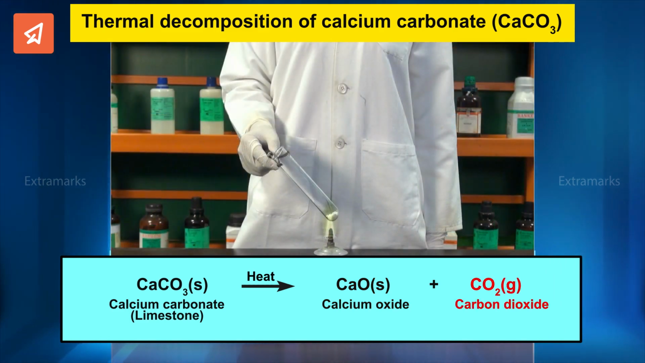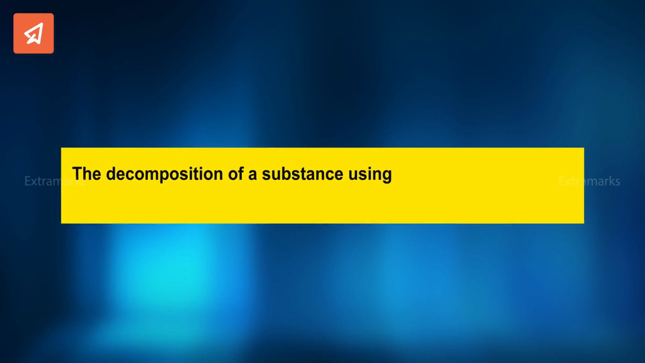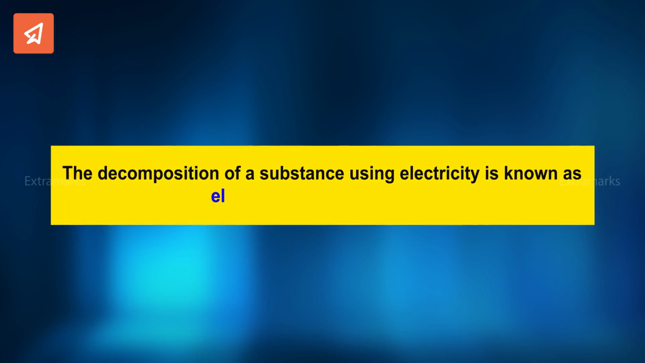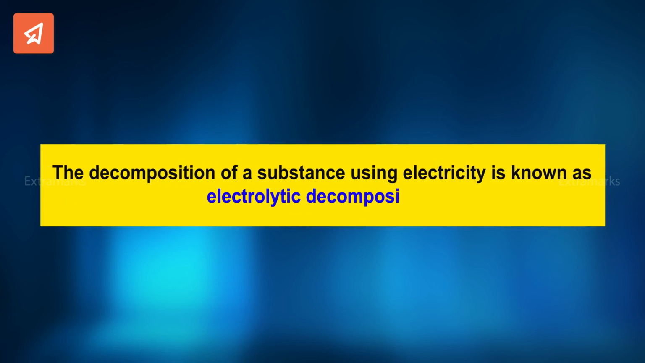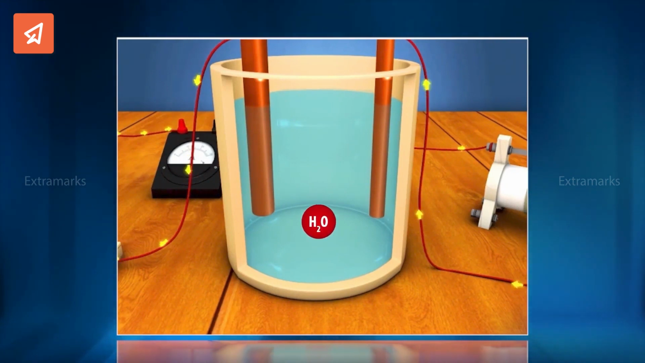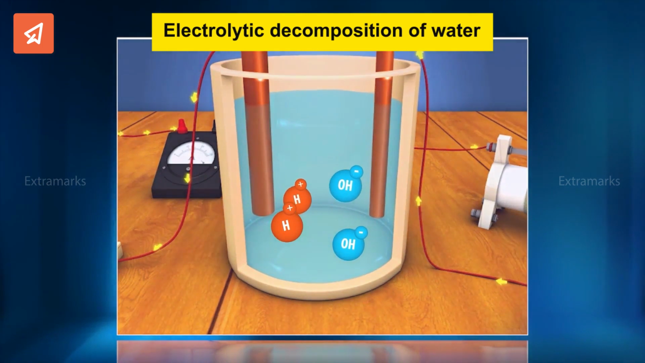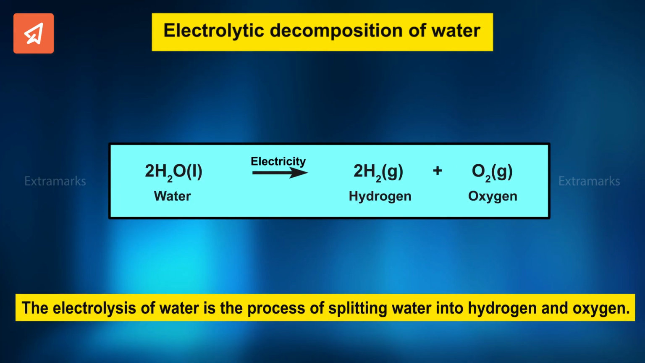Let's now move on to an example where electricity can cause the decomposition of a compound. Decomposition of a substance using electricity is known as electrolytic decomposition. Electricity can also cause the decomposition of water into simpler components. This is known as electrolysis of water. During the electrolysis of water, water breaks down into hydrogen gas and oxygen gas when electricity is passed through it.